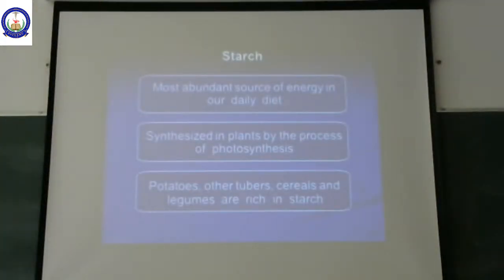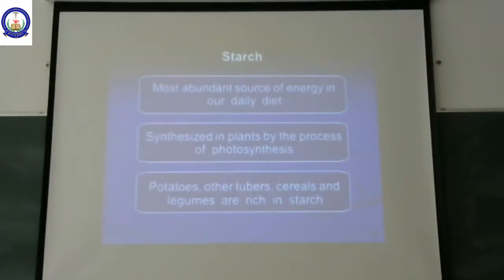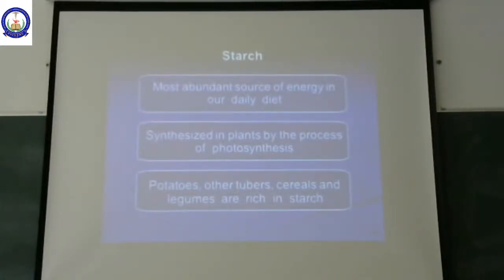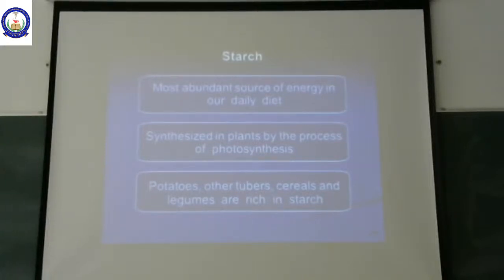Next, starch. This is the second example of the homopolysaccharides. Starch is the most abundant source in the diet, but it is synthesized in plants by the process called photosynthesis. Potatoes, tubers, cereals and lichens are rich sources of starch. So these are the nutrition products where we can see starch.